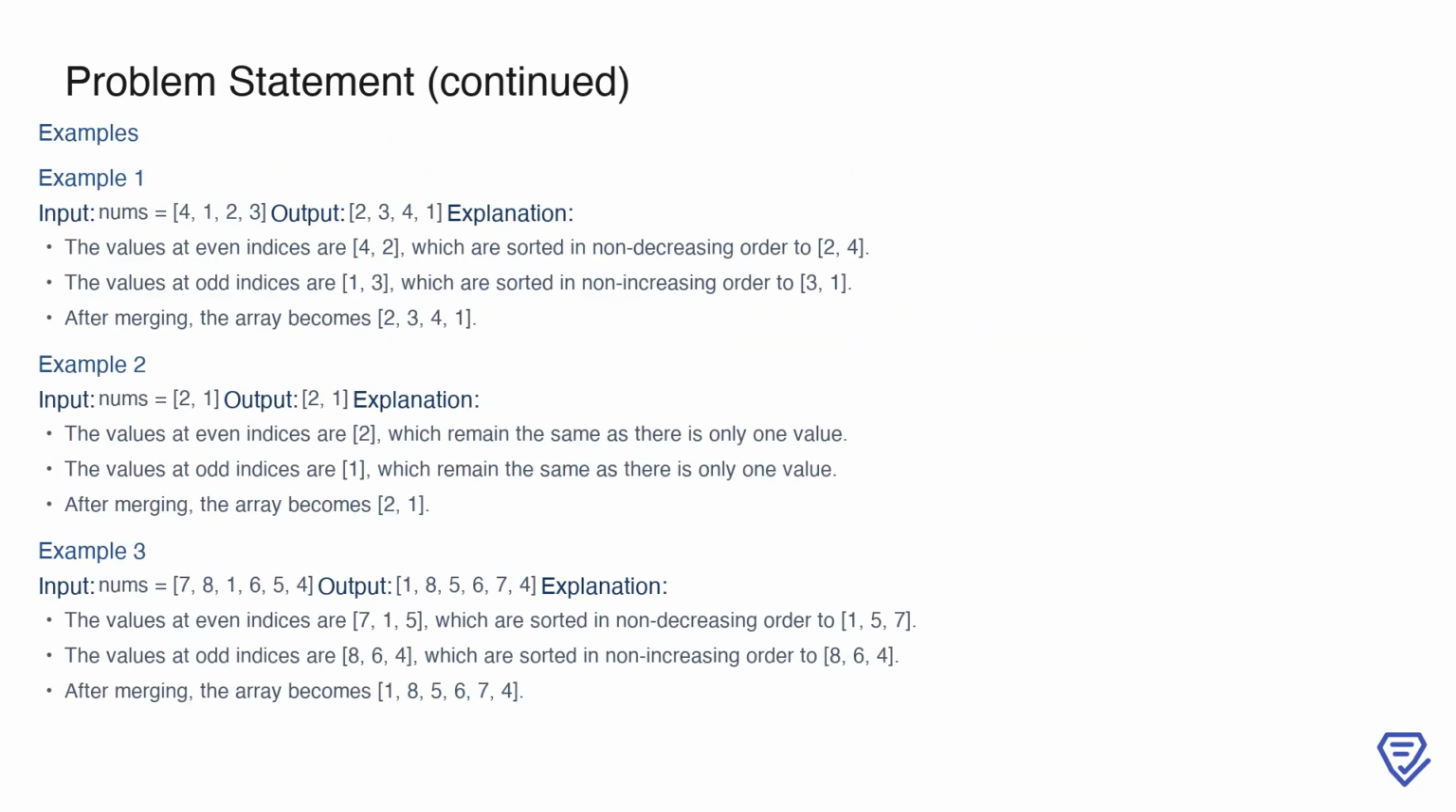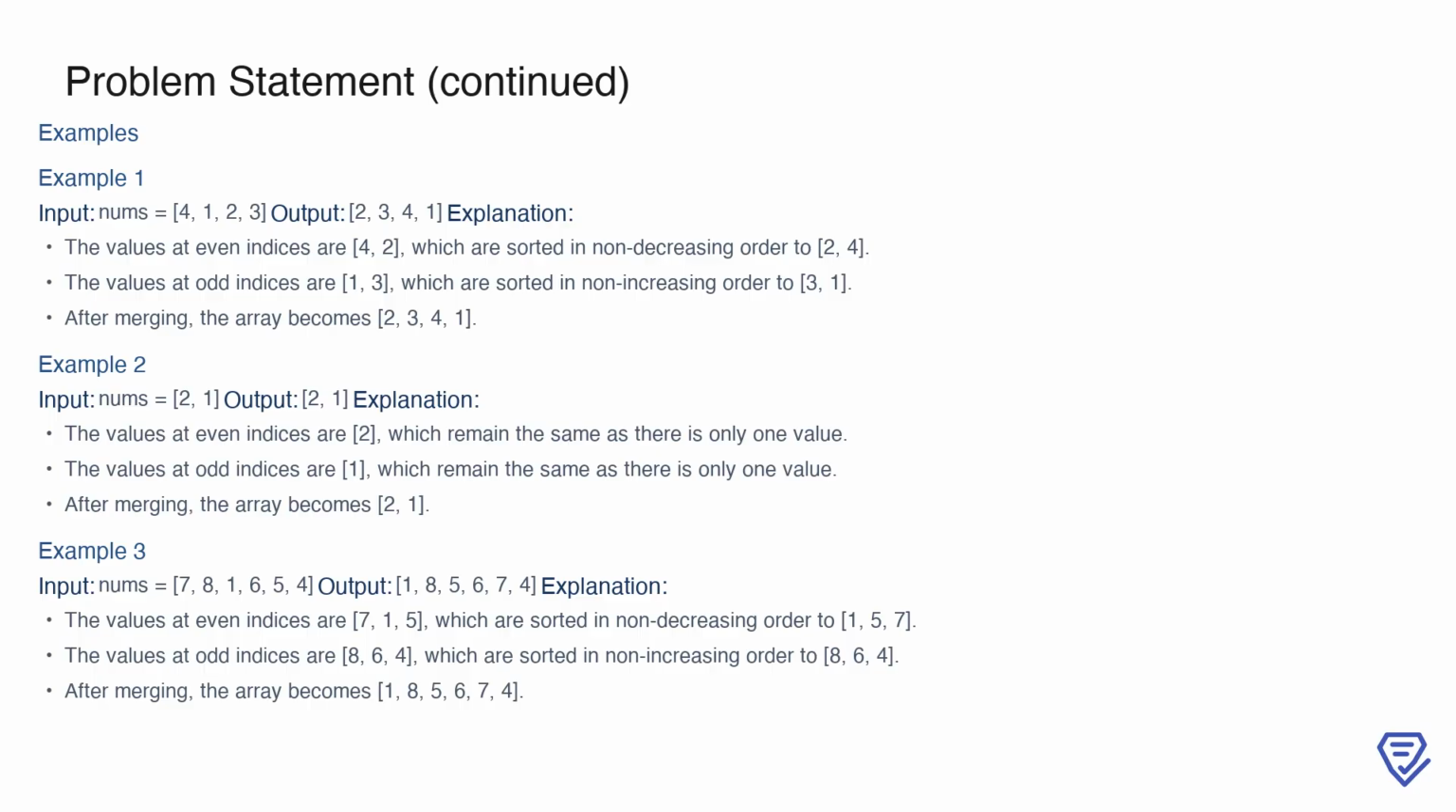Let's look at some examples to make the problem clearer. In the first example, the input array is nums equals 4, 1, 2, 3. The values at the even indices, 4, 2, are sorted in non-decreasing order to become 2, 4. Meanwhile, the values at the odd indices, 1, 3, are sorted in non-increasing order to become 3, 1. When we merge these sorted groups back into their original positions, the result is 2, 3, 4, 1.